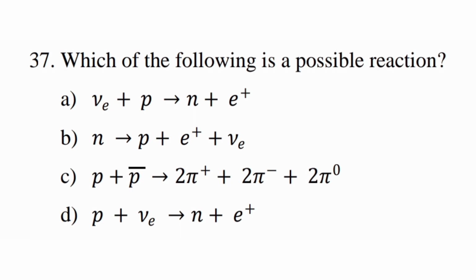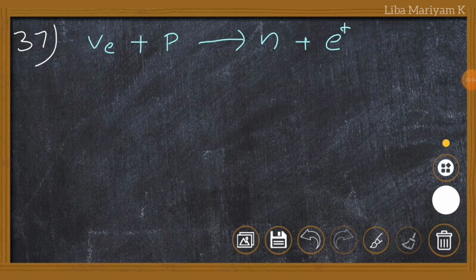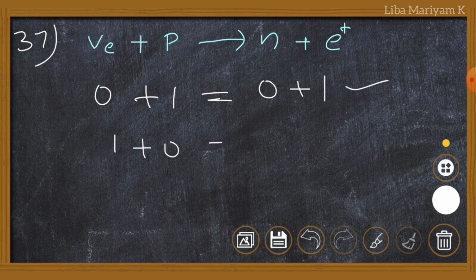Question 37. Which of the following is a possible reaction? First reaction is given here. Let us check the conservation of charge. Charge of neutrino is 0, plus 1, 0. Positron charge 1. Therefore ഇത് രണ്ടും ഈക്വൽ ആയതുകൊണ്ട് തന്നെ ചാർജ് ഈസ് കൺസേർവ്ഡ്. ബട്ട് ലെപ്റ്റോൺ നമ്പർ കൺസർവേഷൻ നോക്കുമ്പോൾ ന്യൂട്രിനോൻ്റെ ലെപ്റ്റോൺ നമ്പർ ഈസ് 1, plus 0, 0, minus 1. Lepton number is not conserved. Therefore this reaction will not occur. Option A incorrect ആണ്. And also option D കൂടി നോക്കുക.